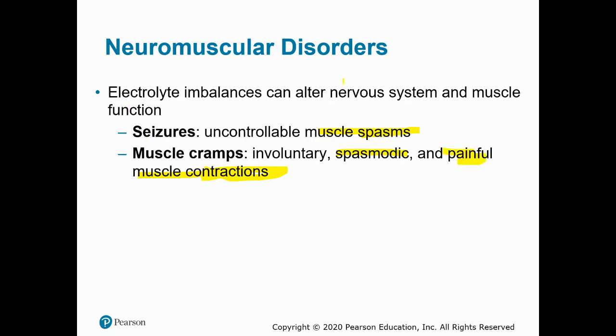And again, this is in large part because when we talk about electrolyte imbalances, we're really talking about this cross communication between the nervous system and the muscular system. So whether the electrolyte imbalance is happening along the nervous system or the muscular system or both, this is why we can see these muscle spasms and also these muscle crampings.